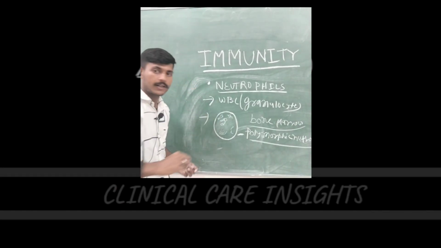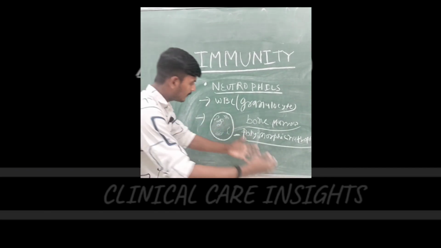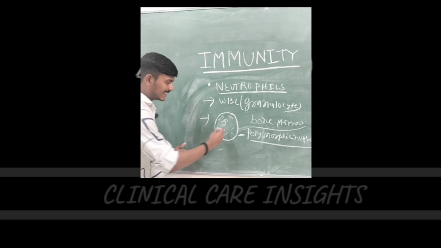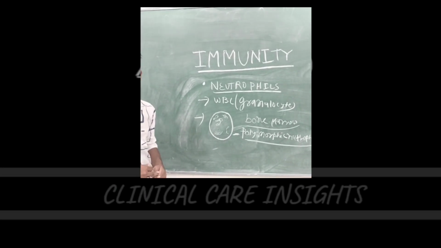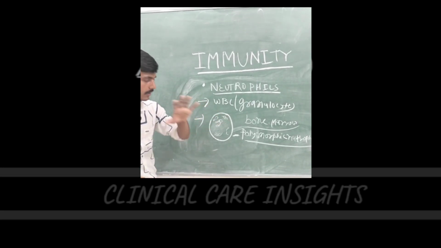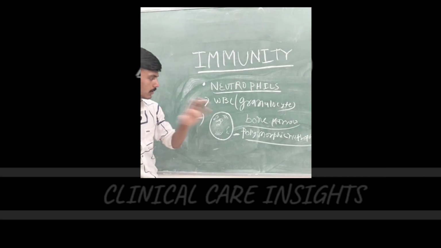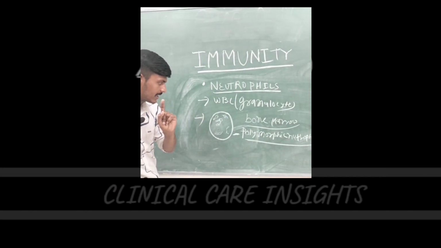These neutrophils are produced from the bone marrow, and they are present in our blood. So what happens? When pathogens come, the neutrophils secrete destructive enzymes, which rupture the bacterial cell wall. The first thing is that.